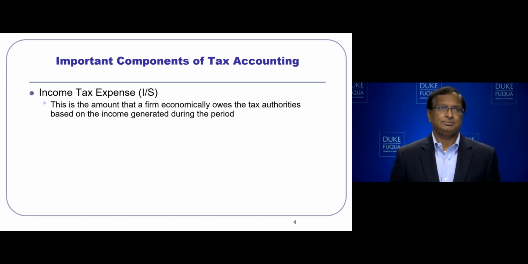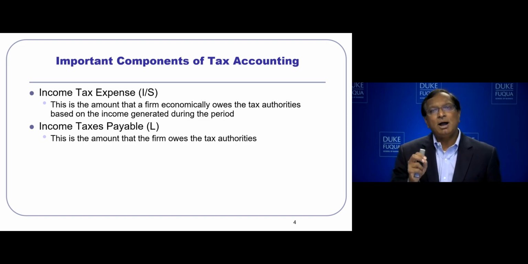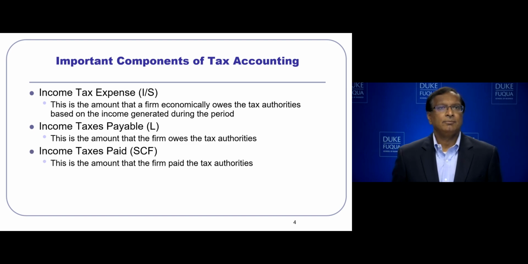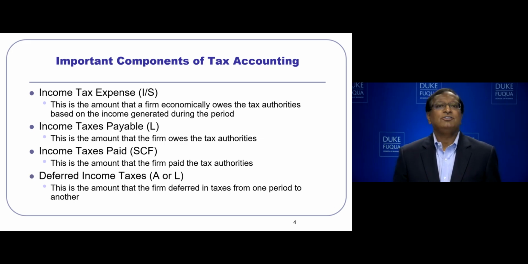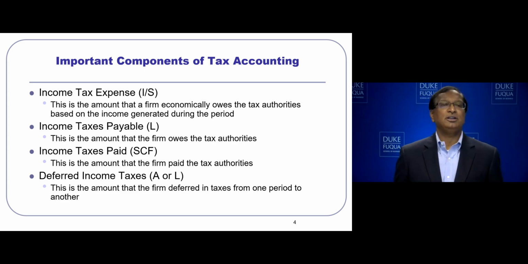during the period. The income taxes payable, which is a liability, is the amount that the firm actually owes the tax authorities for the period. The income taxes paid is the amount that the firm actually paid in cash to the tax authorities. And lastly, we'll also talk about deferred tax assets or deferred tax liabilities, and this is the amount that the firm deferred in taxes from one period to another. And we'll talk about that with examples.